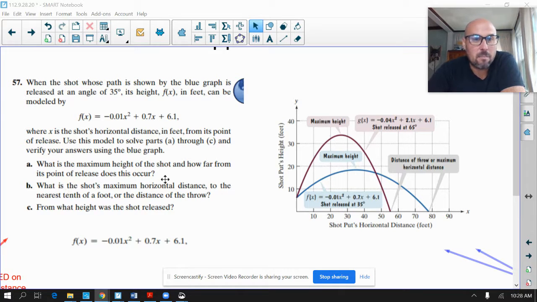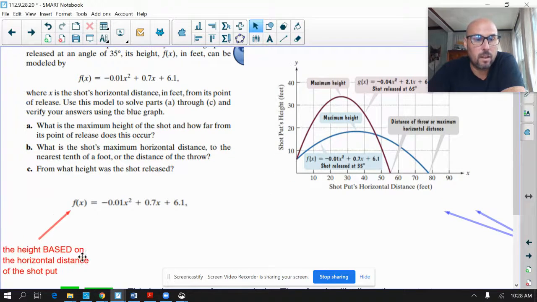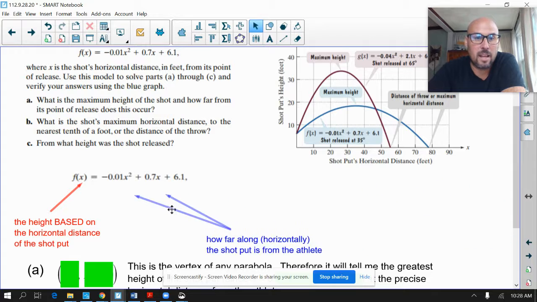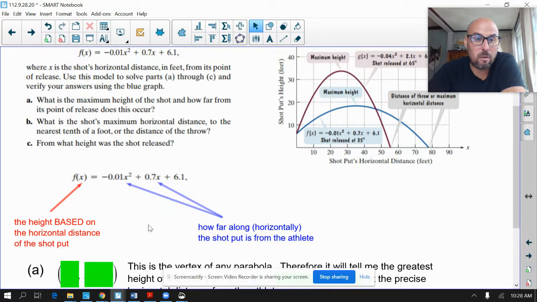And letter A, what is the maximum height? Well, that is, of course, the vertex of this parabola. And notice the parabola is facing down. We knew that because a is negative. So if a is negative, it's facing down. That means it has a maximum, and it's about finding the vertex. So again, the y value is the height based on the horizontal distance, and these two x values are going to represent the horizontal distance from the athlete.